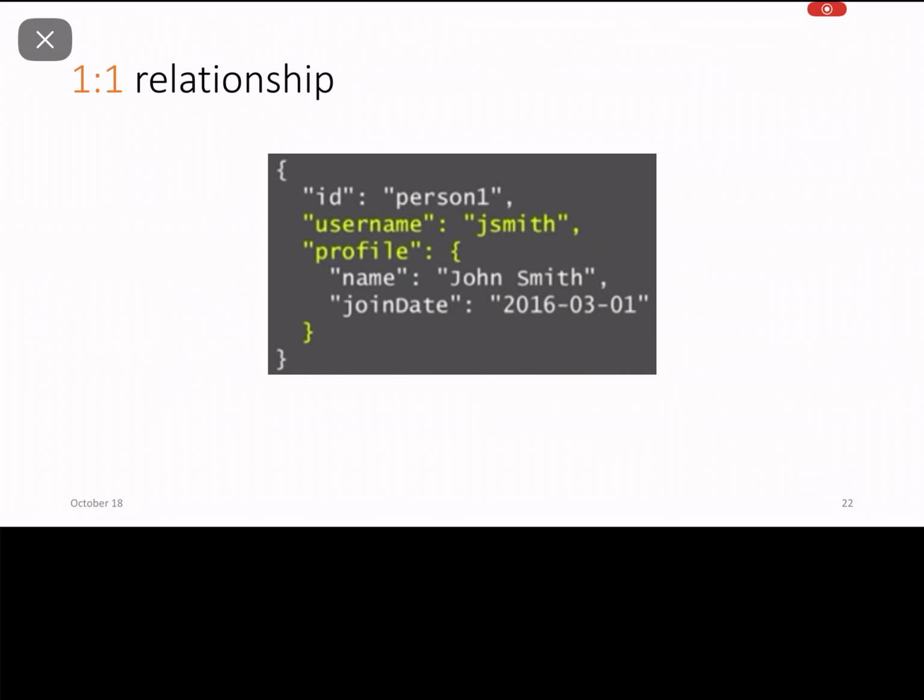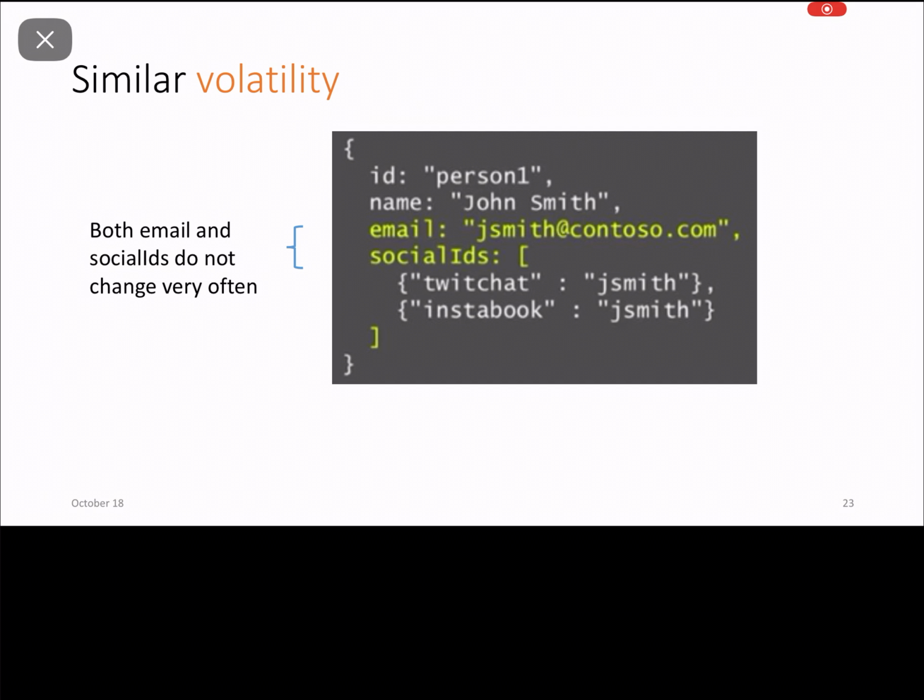The next one is when the relationship is simply one-to-one. When it's one-to-one, just simply put it into a single document, embed it. And lastly, when 2 data items have the same volatility, you should embed them together.